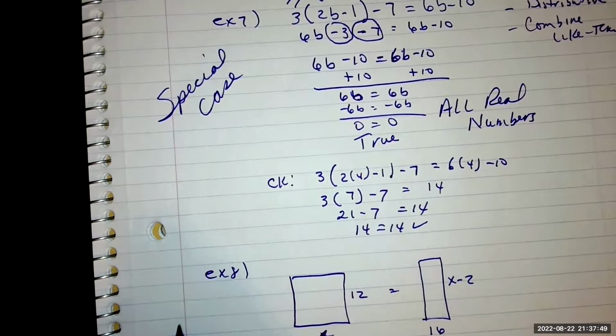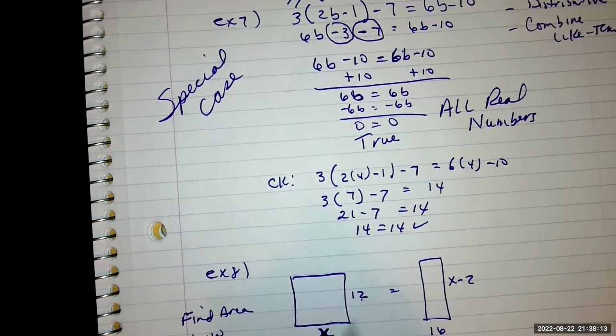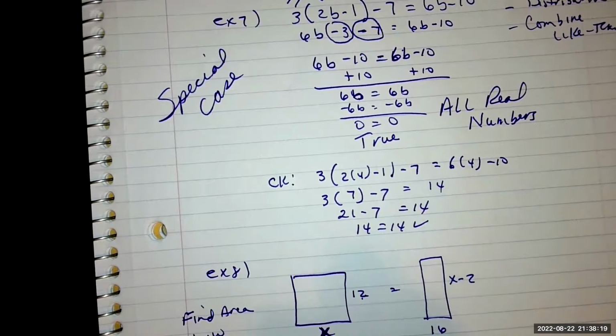In this case, let's find the area. And remember, area is length times width. But before we can find the area, we've got to find the variable. This is supposed to be an X. So how do we do it? Well, the area formula is length times width. So 12 times X is 12X. That's the area. This area is going to be 16 times (X minus 2). So I'm going to distribute. So it's 12X equals 16X.